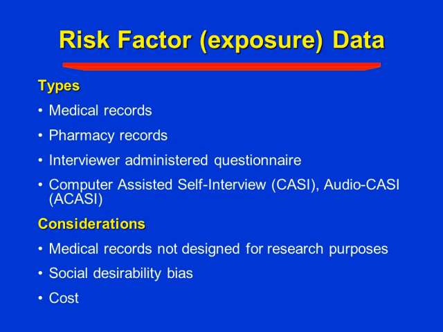So what about our risk factor data or our exposure data? How do we measure that? There are a number of different ways that we can gather information on risk factors. We can use medical records. We can go back and use pharmacy records. Often when we're looking at behaviors, we will administer a questionnaire and simply ask people about their behaviors. Increasingly, we're using technology to gather risk factor or exposure data. Computer-assisted self-interviewing systems, some of them incorporate audio, and increasingly we're using mobile devices to collect exposure data on people.